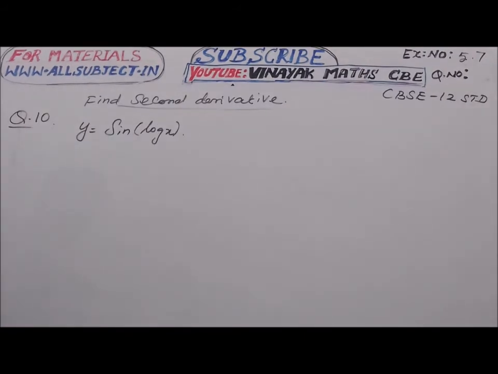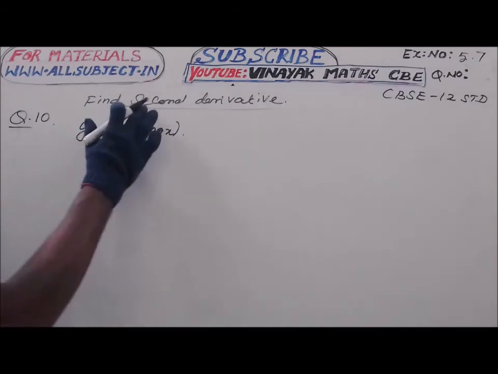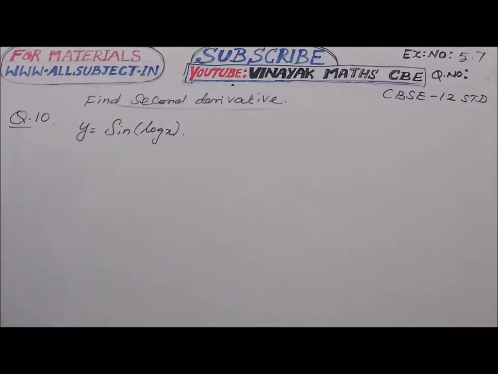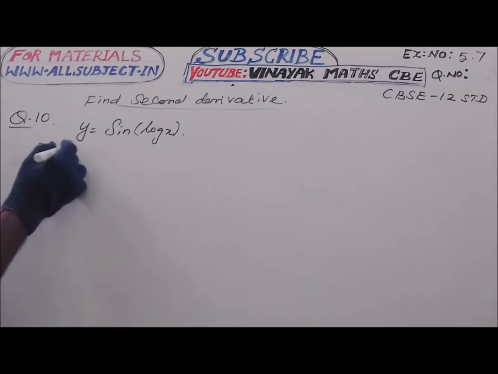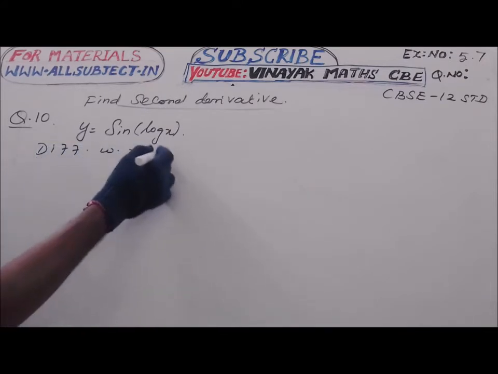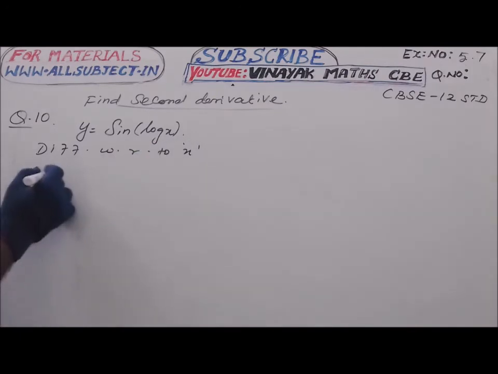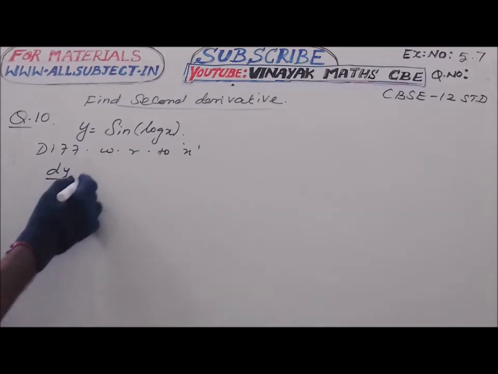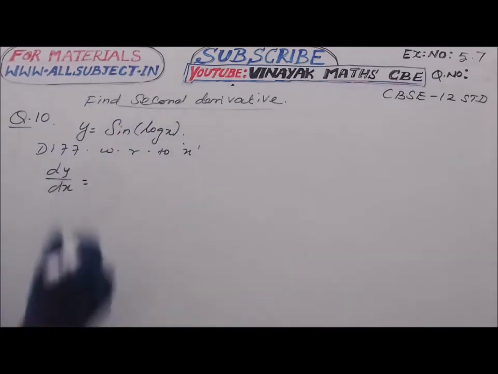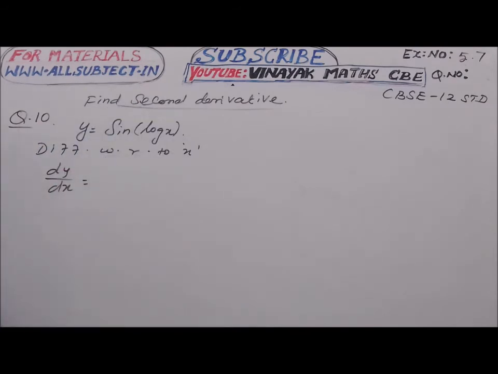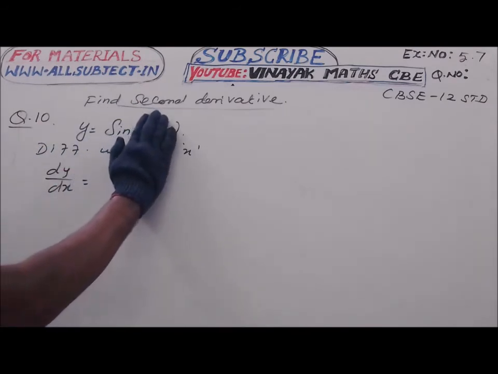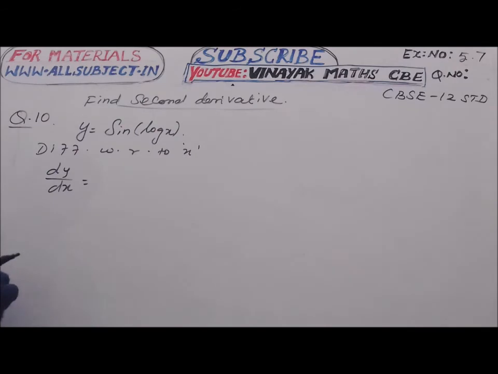Question number 10, y equal to sin of log x. We need to find the second derivative of the given function. So differentiate with respect to x. dy by dx is equal to, here a function of a function appears, so we should apply the chain rule. First of all we should differentiate sin x, then we go to log x.